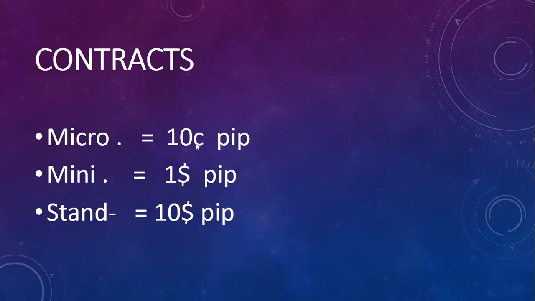It means every time the price changes, for example, if I go buy and the price is rising, I win 10 cents every pip. Every pip the price goes down, I lose 10 cents. It's a micro contract. The mini contract means every pip the price rises, I win $1, and every pip the price goes down, I lose $1. The standard contract means every pip the price rises, I win $10, and every pip the price goes down, I lose $10.